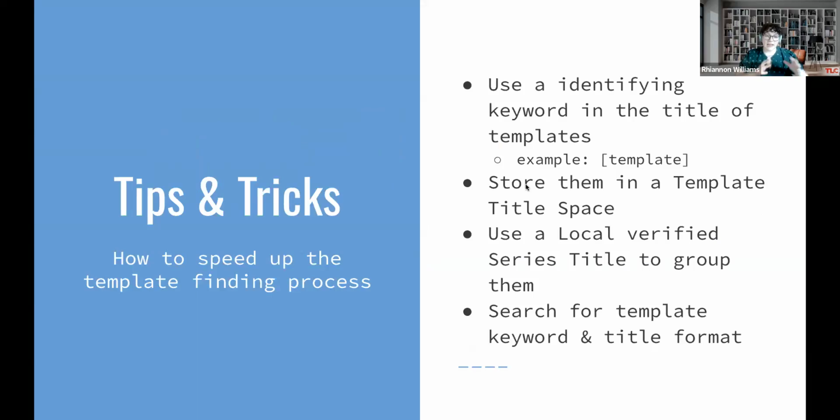So when creating a new title template, it can be helpful to use that sort of identifying keyword in the title. For all of the templates that I've created and I'm sharing today, I've used the word template in brackets at the beginning of the main title. And that's a quick and easy way for me to find all of those relevant title records via a local search, or searching in a title space, or using advanced search as well.